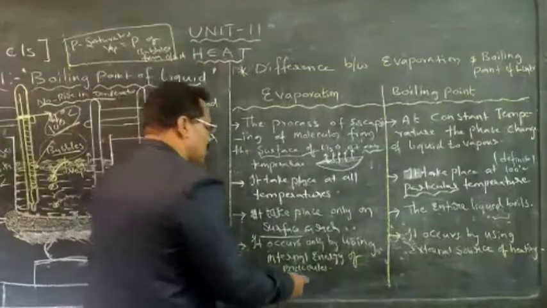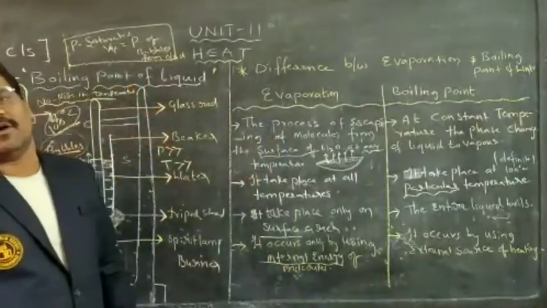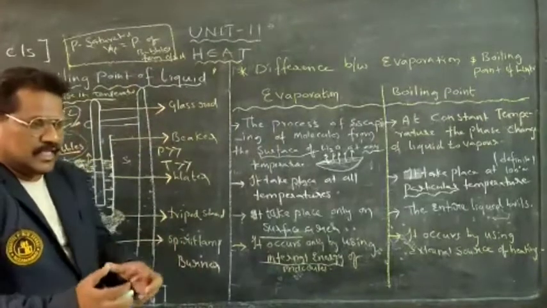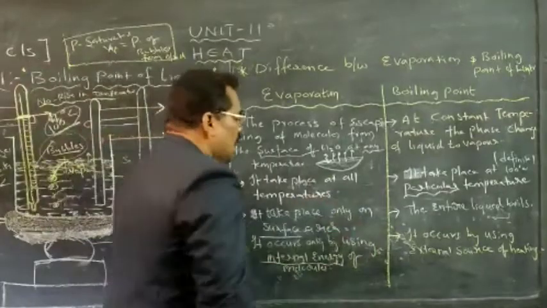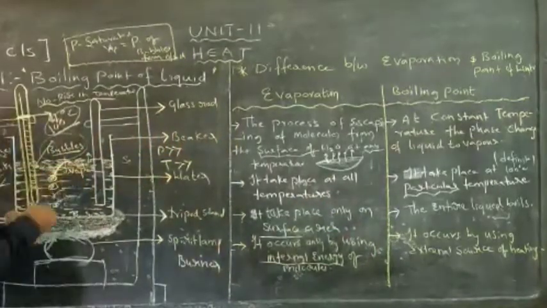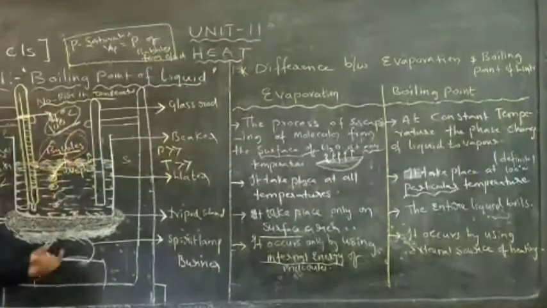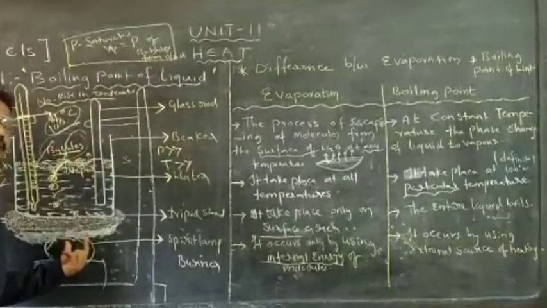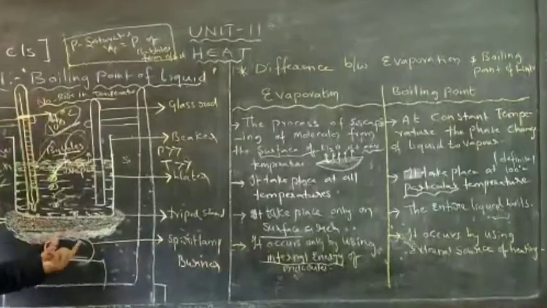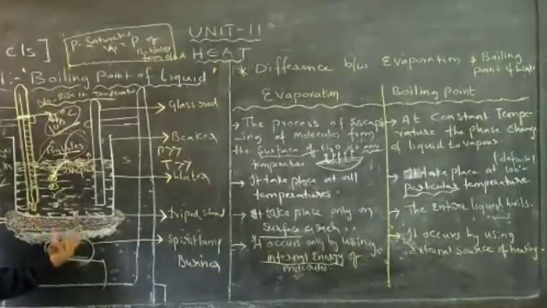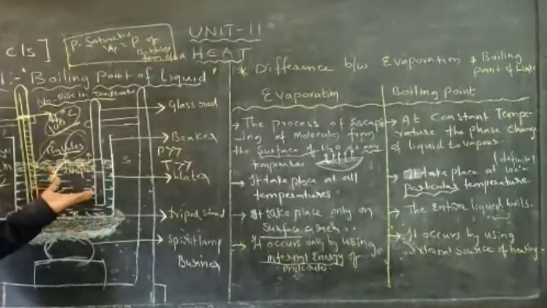Next one is what? Evaporation occurs by using what energy? Internal energy of the molecules. The energy which exists inside the molecules only is being used. But whereas here, as the bubbles combine with saturated vapor, they come onto the surface, using an external source of heat. Here internal energy is utilized, whereas here external energy is utilized from the source, as it allows this particular water to be boiled.